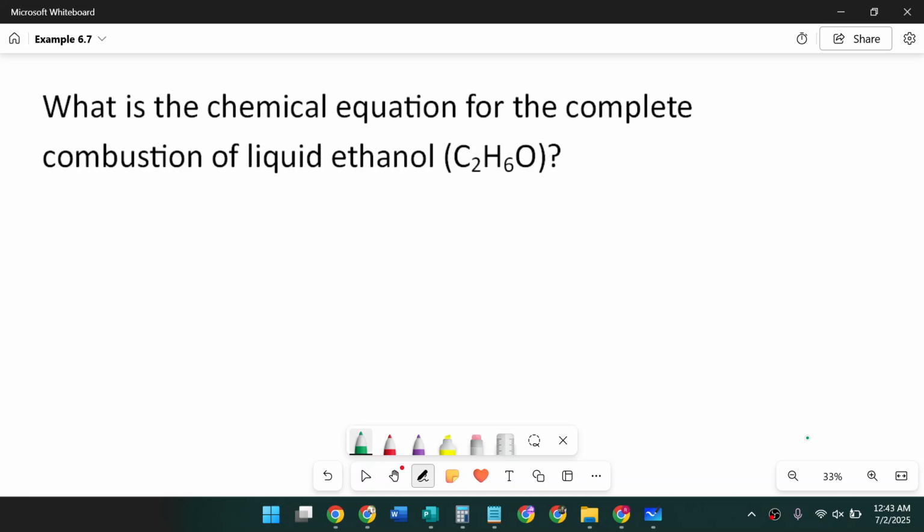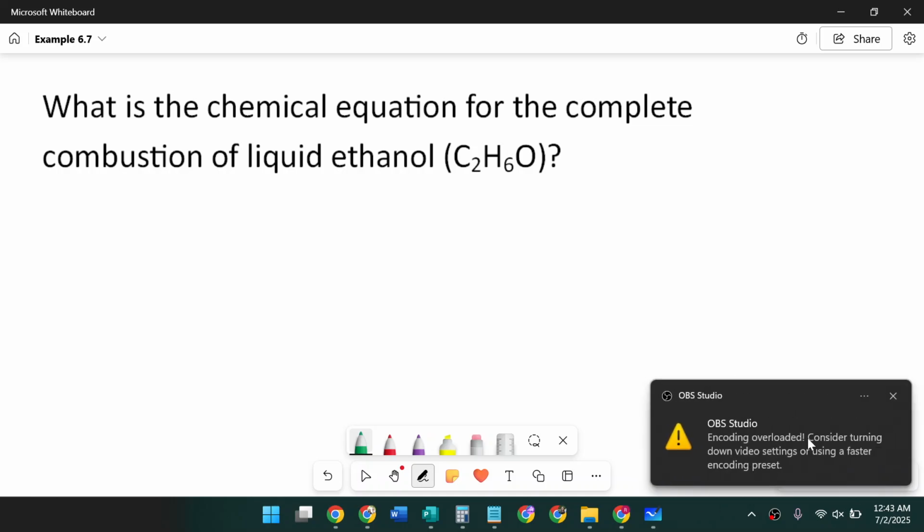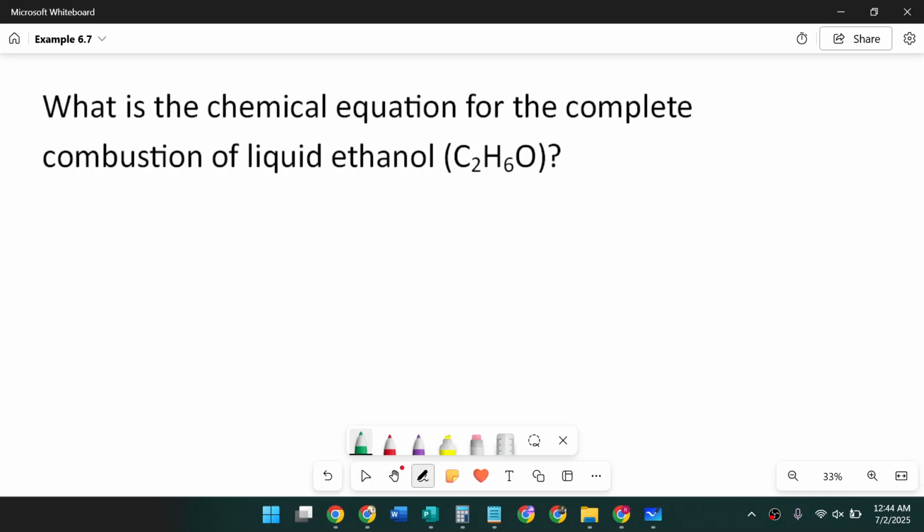This is example 6.7 from Discovering Design with Chemistry. It asks, what is the chemical equation for the complete combustion of liquid ethanol? And it tells us what the formula for that is. So combustion means a fuel reacts with oxygen.